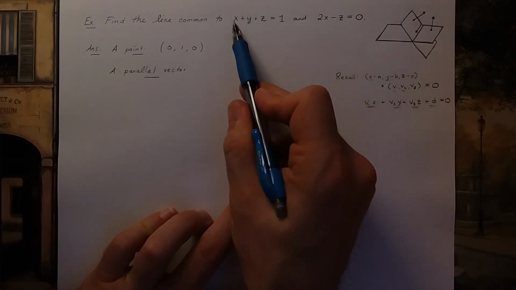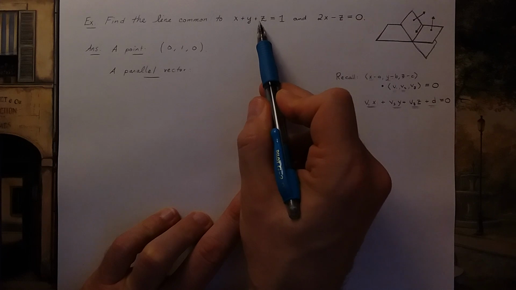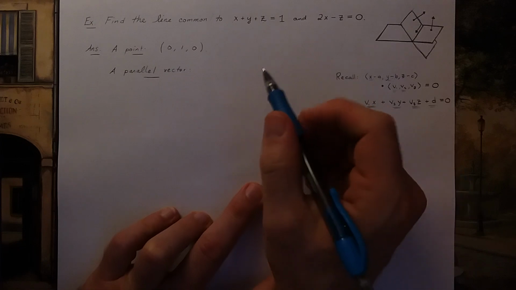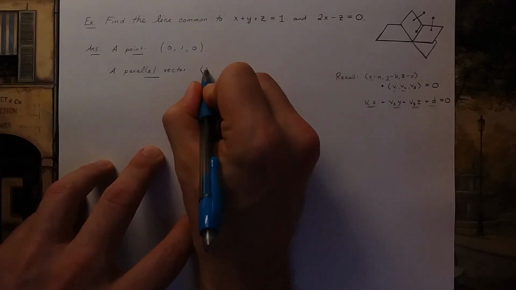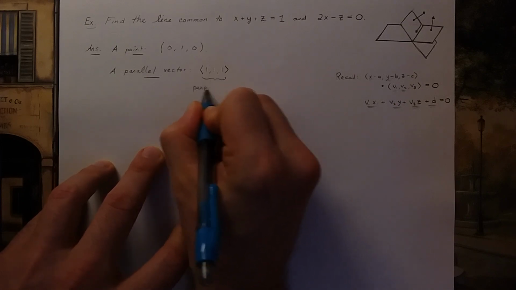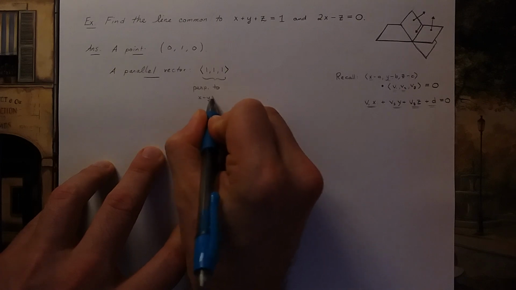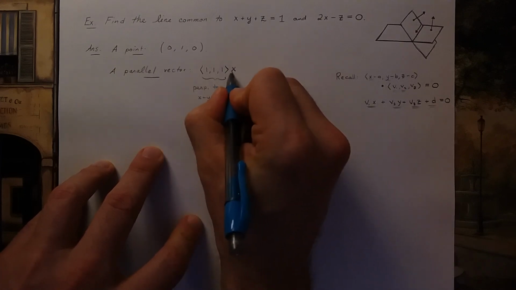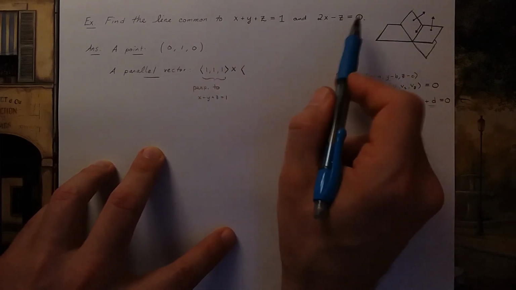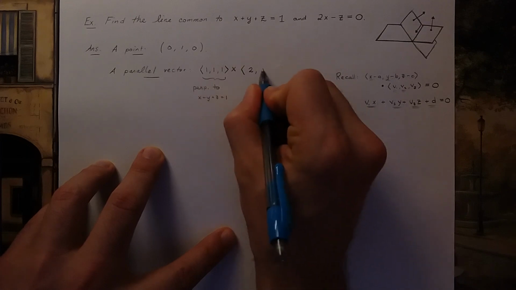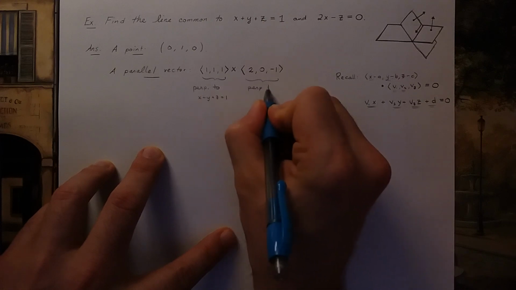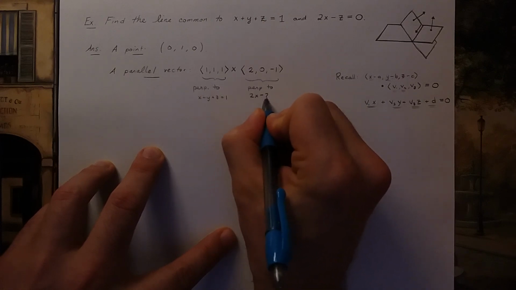So in this plane, for example, the coefficients of x, y, and z are 1, 1, and 1. That is my perpendicular vector to the first plane. So my perpendicular vector to my first plane is 1, 1, 1. So this is perpendicular to the plane x plus y plus z equals 1. And I'm going to cross that with a perpendicular vector to my second plane. Looking at the coefficients of x, y, and z, I could see I have 2, 0, and negative 1. So this is perpendicular to my second plane, 2x minus z equals 0.